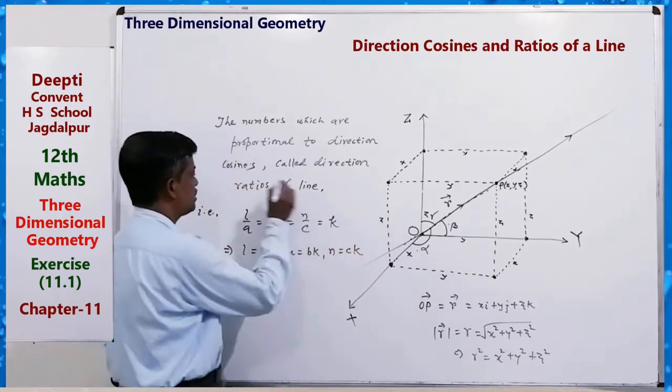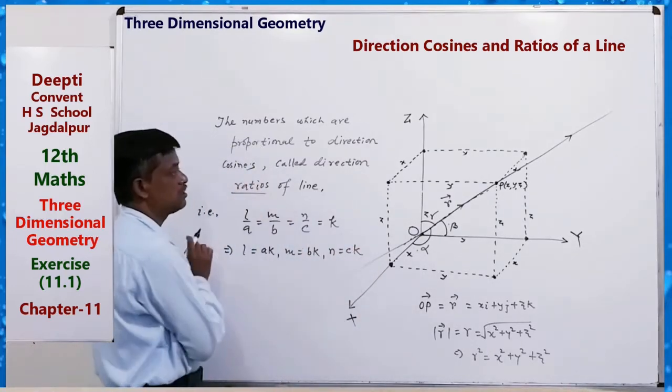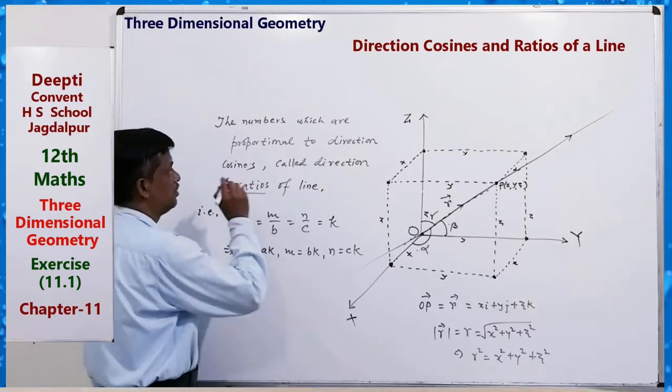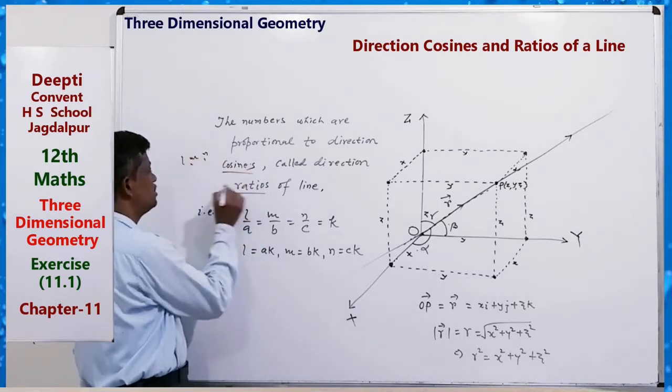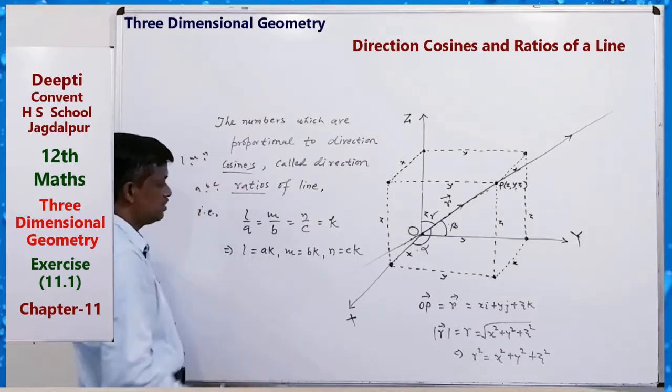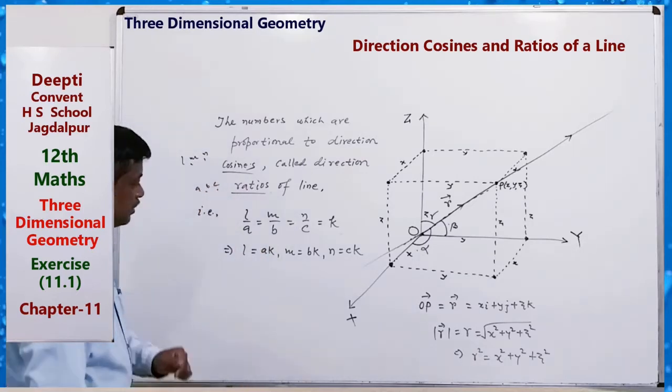Here A, B, C are direction ratios. Direction ratios are denoted by A, B, C. Direction cosines are denoted by L, M, N. Okay, so like this. Clear?